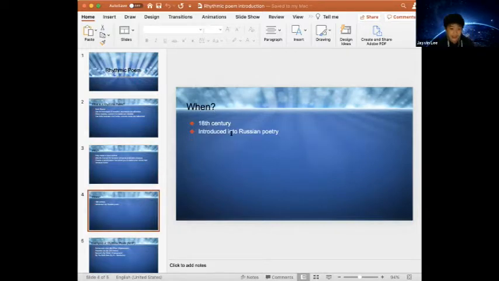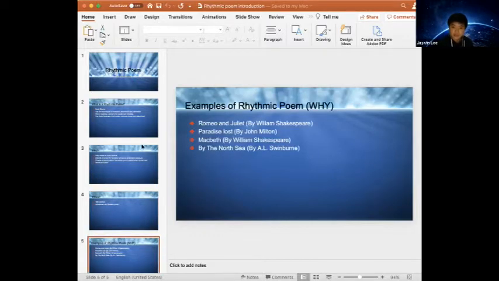It started in the 18th century and it was introduced into Russian poetry. And there are some examples of rhythmic poems, like Romeo and Juliet by William Shakespeare and Paradise Lost by John Milton, Macbeth by William Shakespeare also, and By the North Sea by A.L. Swinburne.